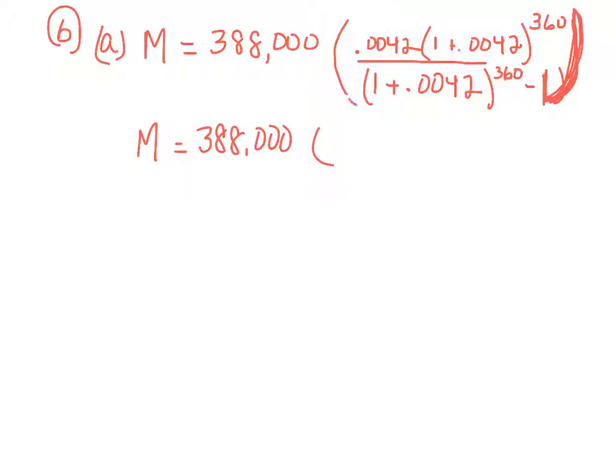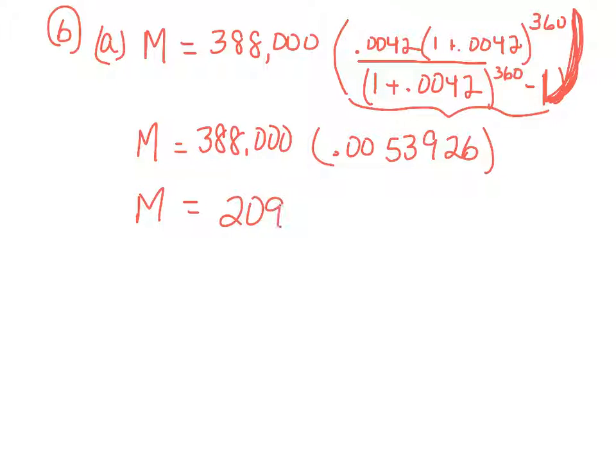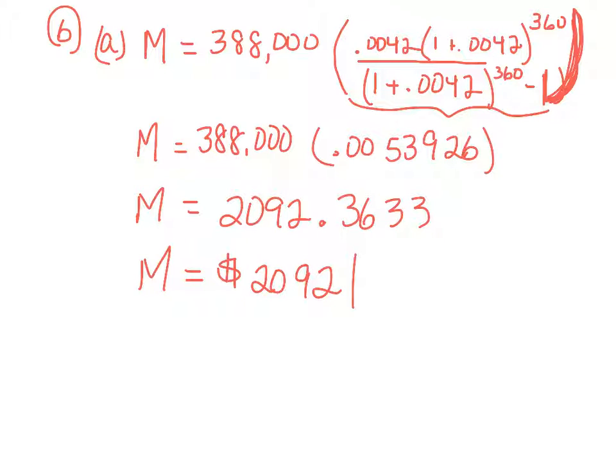I know that this whole mess, when you throw it all, numerator and denominator, in your calculator, it's 0.005396, just in case you put it all into your calculator at once and you don't get the same thing I do. So that's 2,092.3633. So basically what this is saying is that their mortgage payment monthly will be $2,092 because they said, I think it said to round to the nearest dollar, right? Okay.